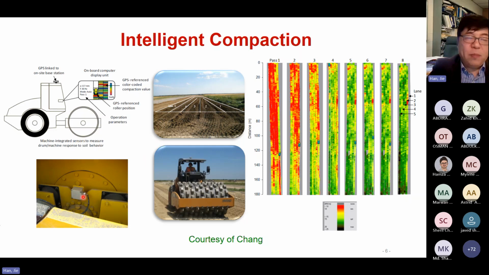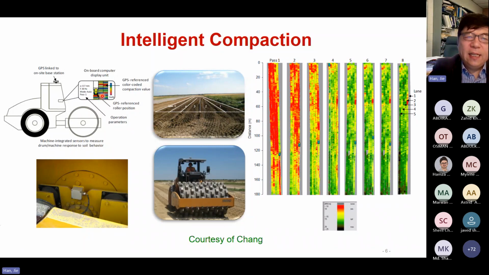These are accelerometers. They are installed on the compactor, and when the compactor moves on the soil to generate some kind of vibration, from the vibration we are able to know how the soil responds, and then can see from the screen with different color codes. So here I'll show you an example.